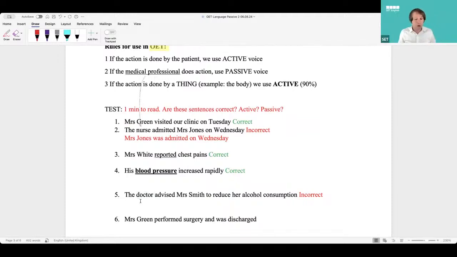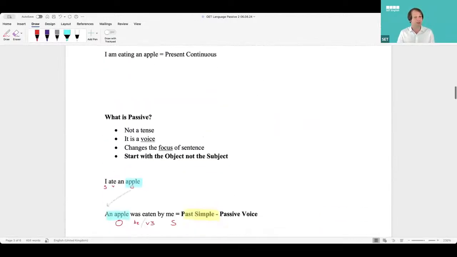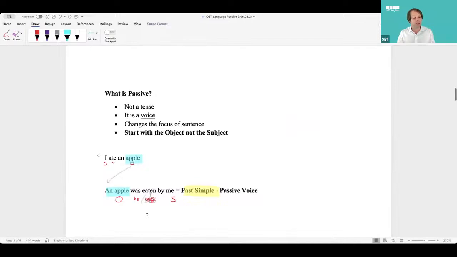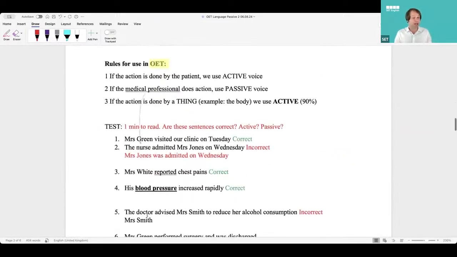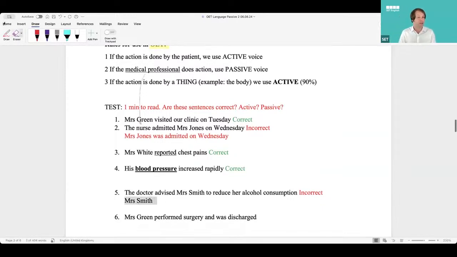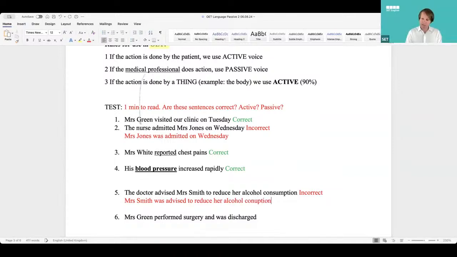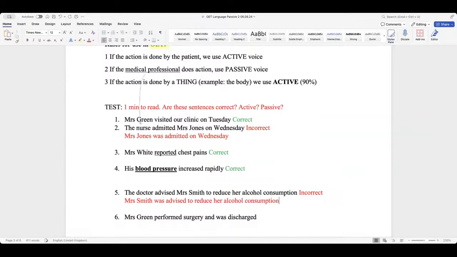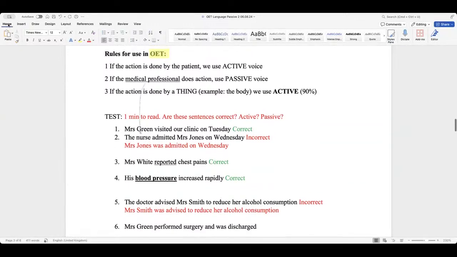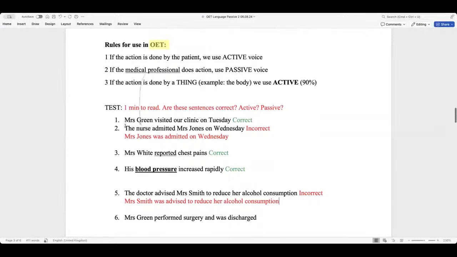So you would say Mrs. Smith. Now remember, passive, Carmen, is be verb plus verb 3. Mrs. Smith is the object. She's not the subject of the sentence. So Mrs. Smith was advised to reduce consumption by the doctor. Does that make sense, Carmen? Yeah, I know what you mean. We have to transfer it so that the medical professional doesn't be the subject, the patient is.